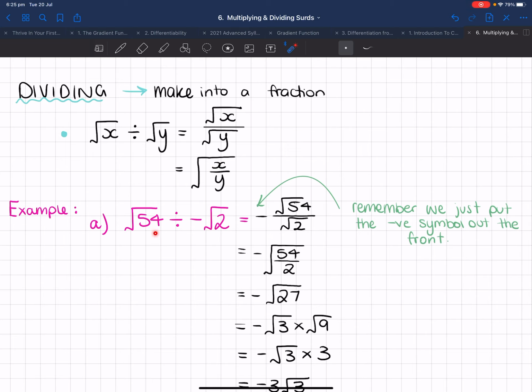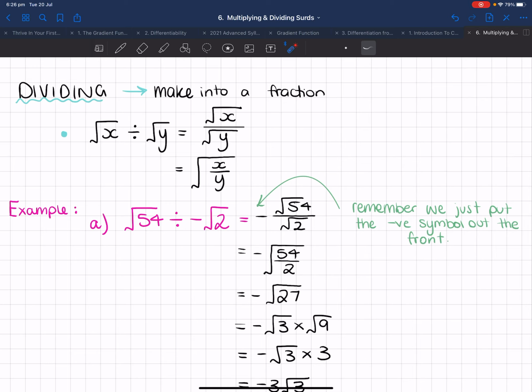So for example, the square root of 54 divided by the negative square root of 2, we put it as a fraction, so the square root of 54 over the square root of 2, and remember the negative just comes out the front. Obviously, if they were both negatives, it would become a positive because a negative and a negative is a positive. However, just because one of them is negative, you just pull it out the front. It's the same as if only the 54 was negative, we can also just pull it out the front.